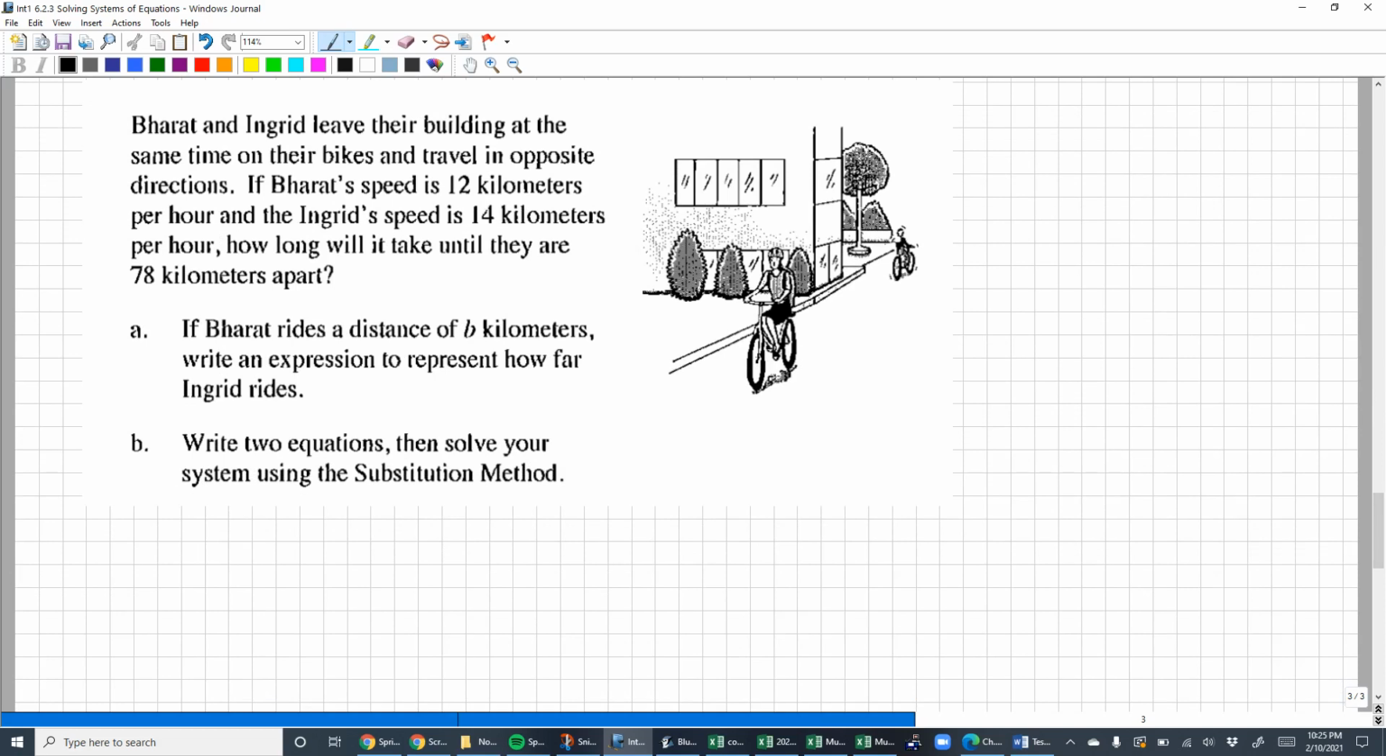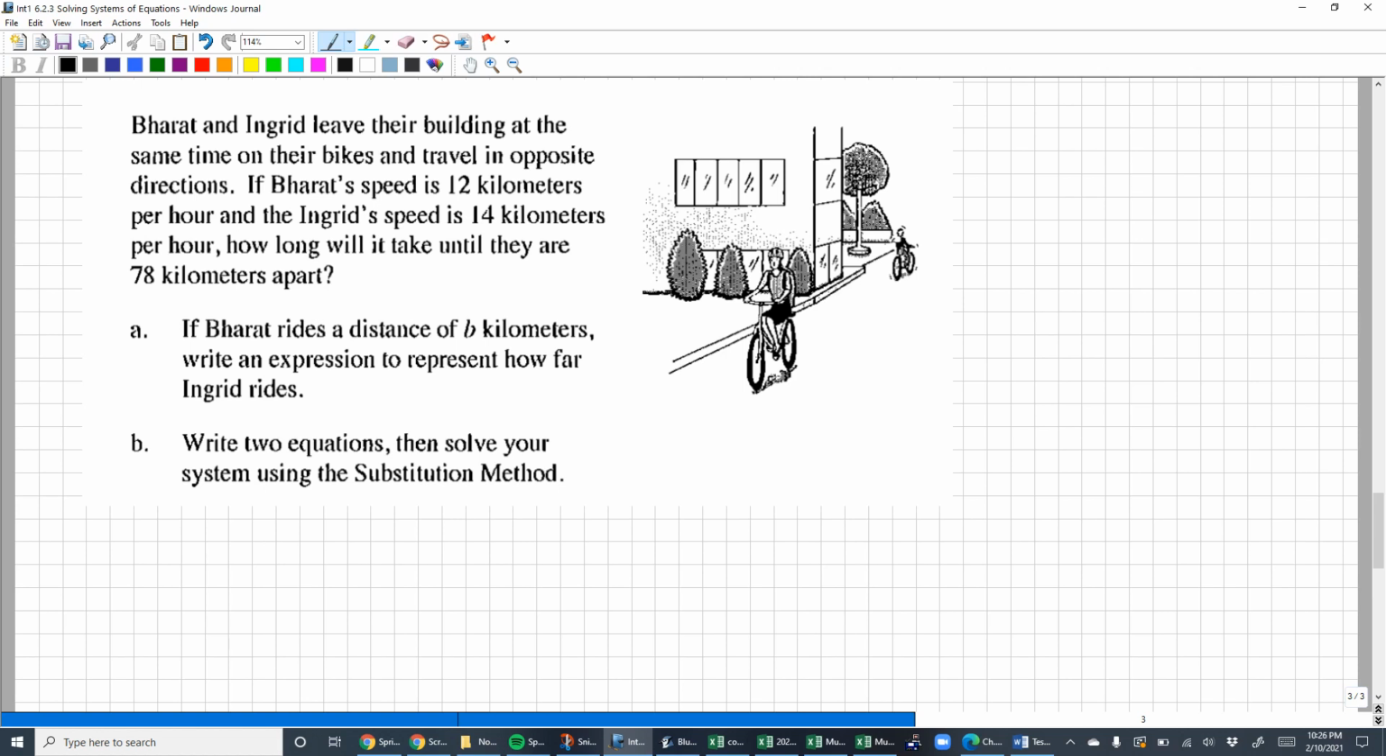So this is a story problem right here. And in story problems, we're going to need to represent something with a variable. All right, so let's see if we can figure out what variables we might need to create for this particular problem. Bharat and Ingrid leave their building at the same time on bikes and travel in opposite directions. If Bharat's speed is 12 kilometers per hour and Ingrid's speed is 14 kilometers per hour, how long will it take until they are 78 kilometers apart?